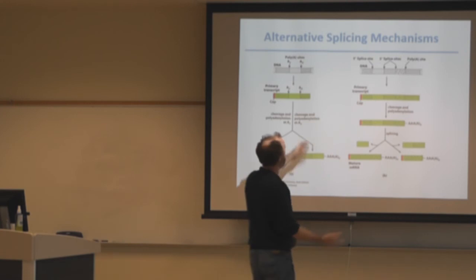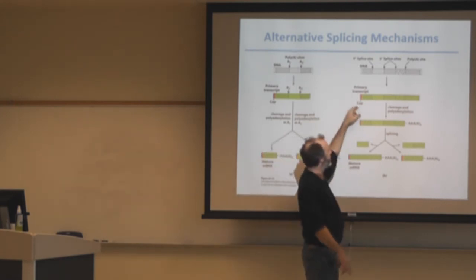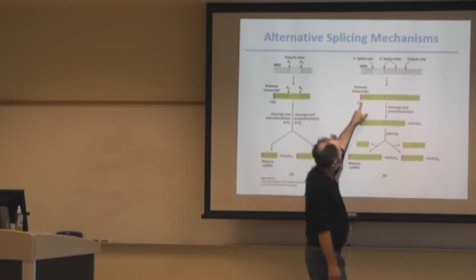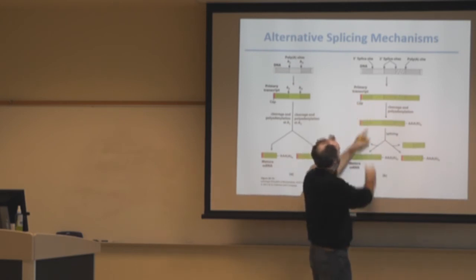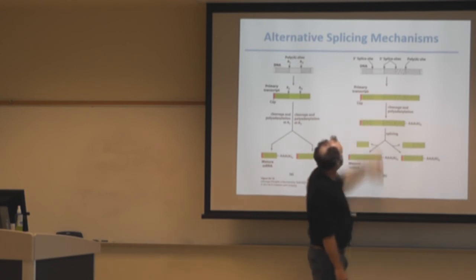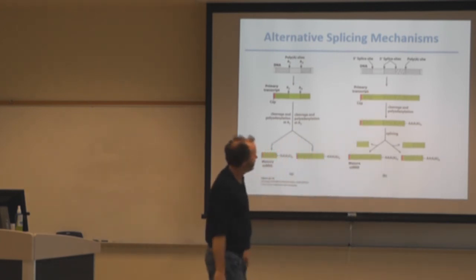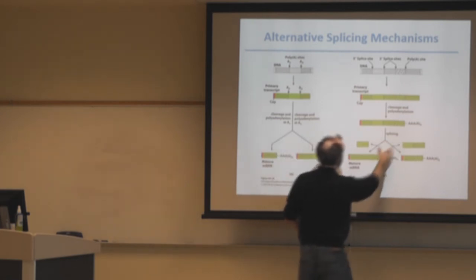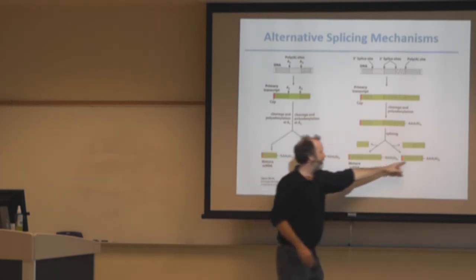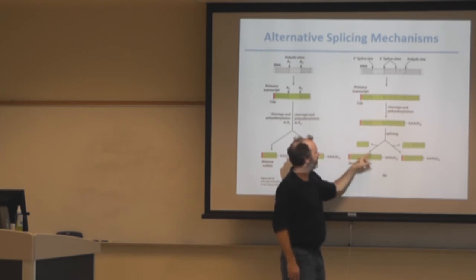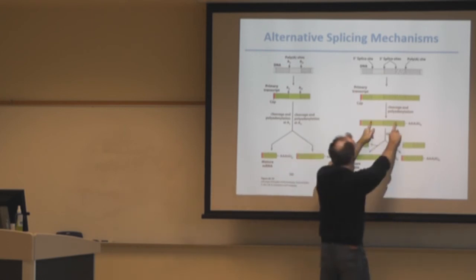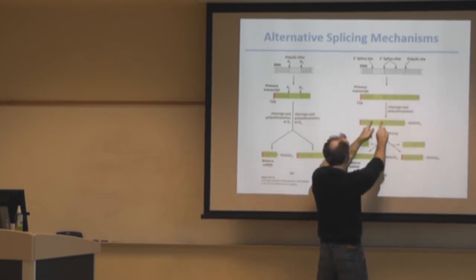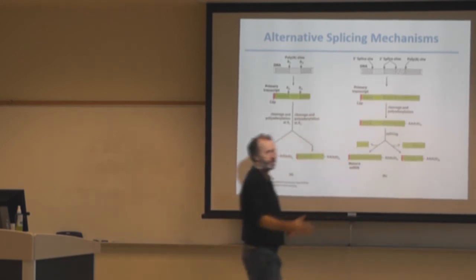Another way to get two different transcripts from one primary transcript is altering the splicing of the introns. Alternative splicing, which leads to different mature mRNAs. You see this one? We cleaved off both the intron and this portion, and this one we just cleaved off the intron, so we end up with two different proteins.